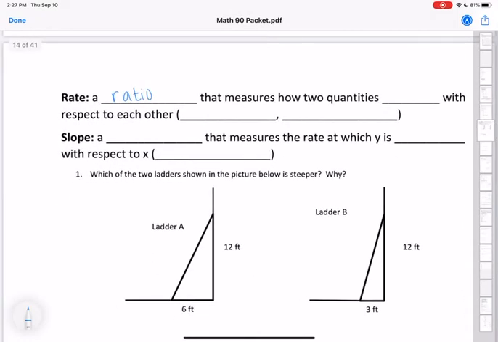So the first one that we have is that a rate is just a ratio, which means a fraction, that measures how two quantities change with respect to each other. So you'll hear it a lot in your book as applications, and that's just kind of the fancy word now for story problems.